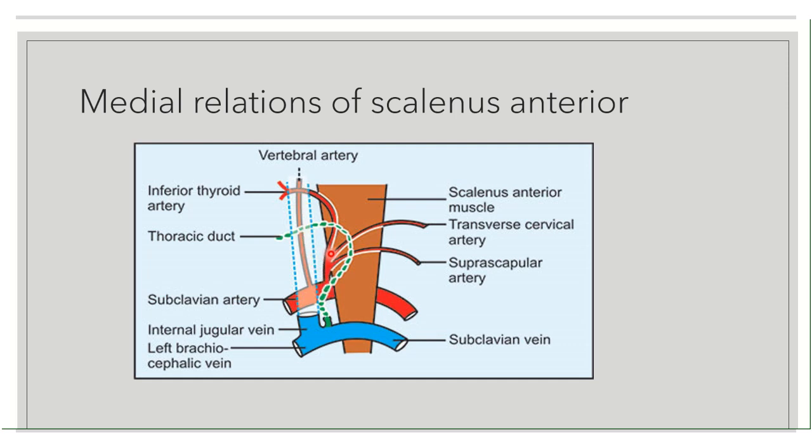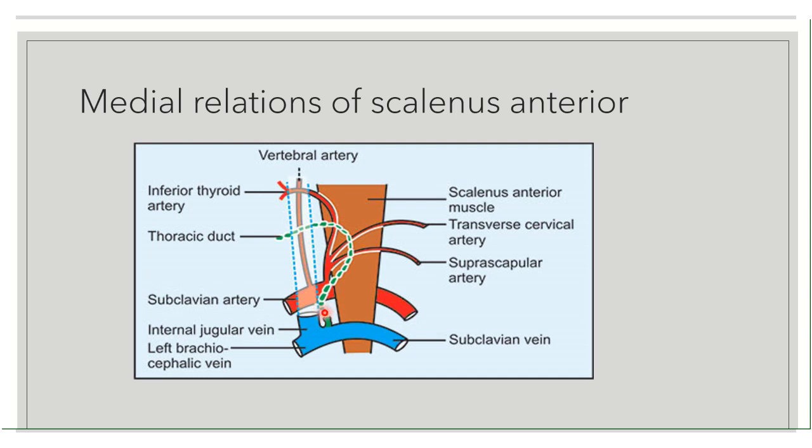These are the vessels or the arteries which arise from the subclavian artery, and they are related medial to the scalenus anterior muscle. Then the carotid sheath covers all these structures which are present medial to the scalenus anterior muscle, and on the left side you can see the thoracic duct is also present, only on the left side.